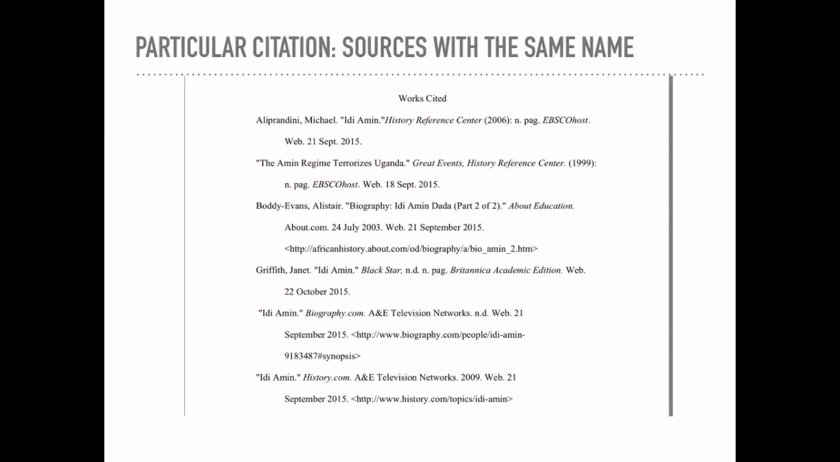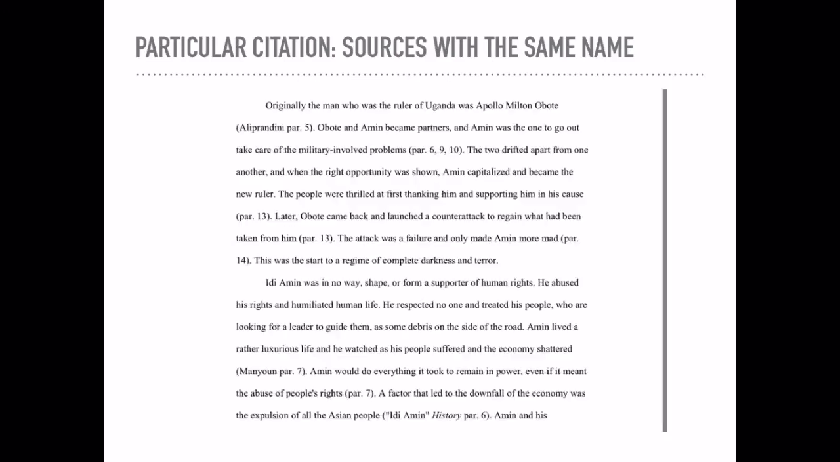Another unique circumstance that might come up is you might have some sources with the same name, like this guy did. He has two sources here, two articles that are both called Idi Amin. So he had to manage that in his paper to clarify which information was coming from which article. Here's how he did that. What he did when he had to cite from one of those articles, instead of just giving the article name, Idi Amin, he also gave the second element, which was the publication that it came from.